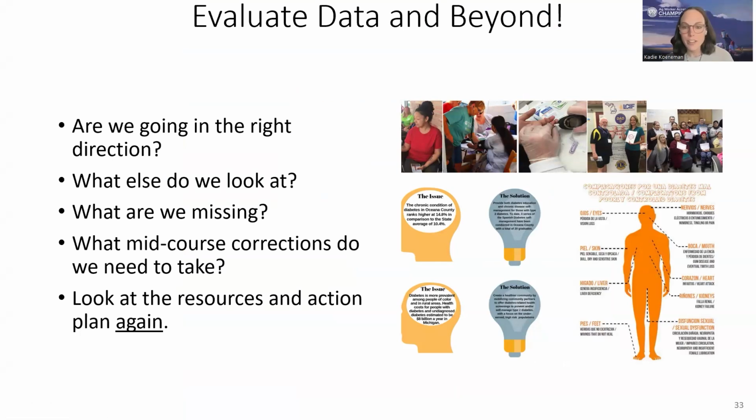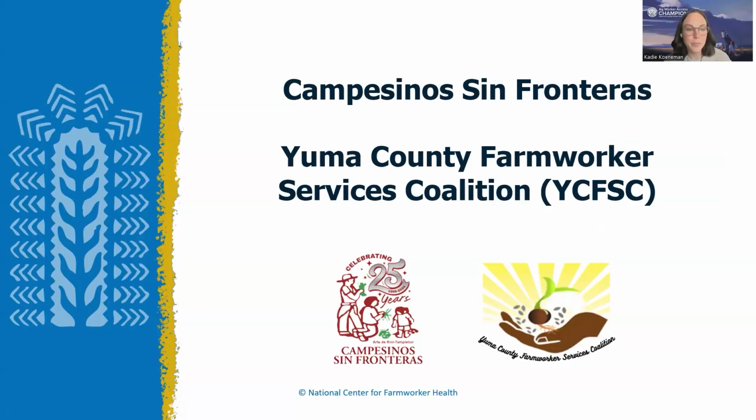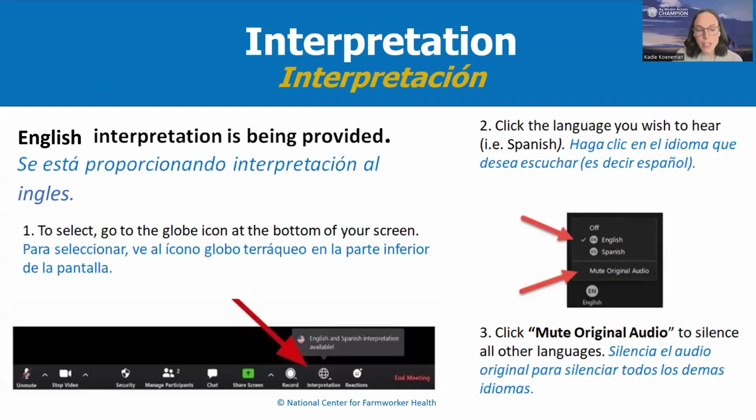Okay, so we've gotten our foundation of what coalitions are, and we learned a little bit about Trinity Health Systems coalitions. And now we're going to head over to a community-based coalition coordinated by Campesinos Sin Fronteras, and I'll pass it over to Emma. And if we could go to the next slide real quick, Vanessa.